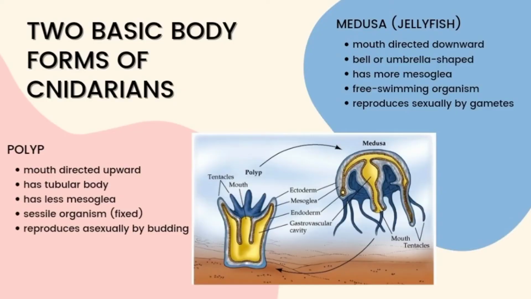There are two basic body forms of cnidarians, polyp and medusa. There are a few differences in these two bodies. For example, the polyp's mouth is directed upward while the medusa's is directed downward. Medusa has more mesoglea than polyp. Next, polyp is a sessile organism, fixed in place, while medusa is free-swimming. Polyp reproduces asexually by budding, while medusa reproduces sexually by gametes.